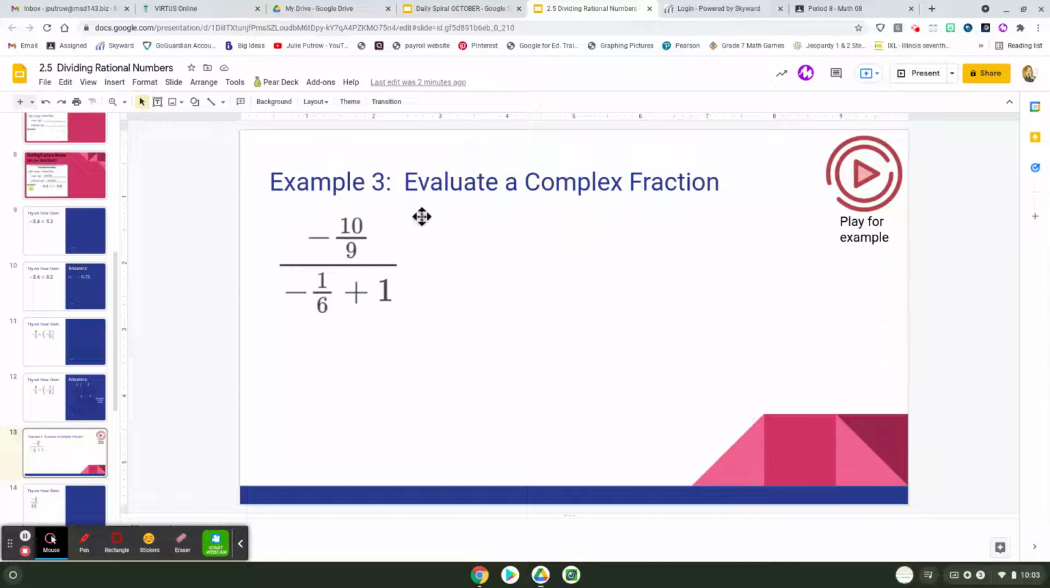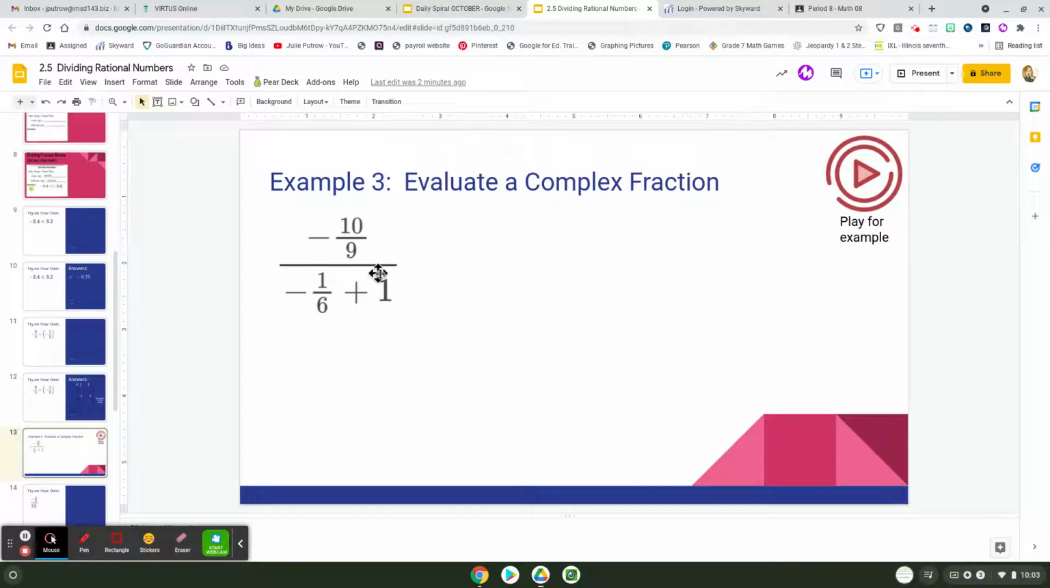All right, this example here, it's asking us to evaluate a complex fraction. A complex fraction is just simply a fraction within a fraction. So we have a couple things happening here. And we can see that in the denominator, we have an addition problem. And we've talked before about how the fraction bar itself acts as grouping symbols.